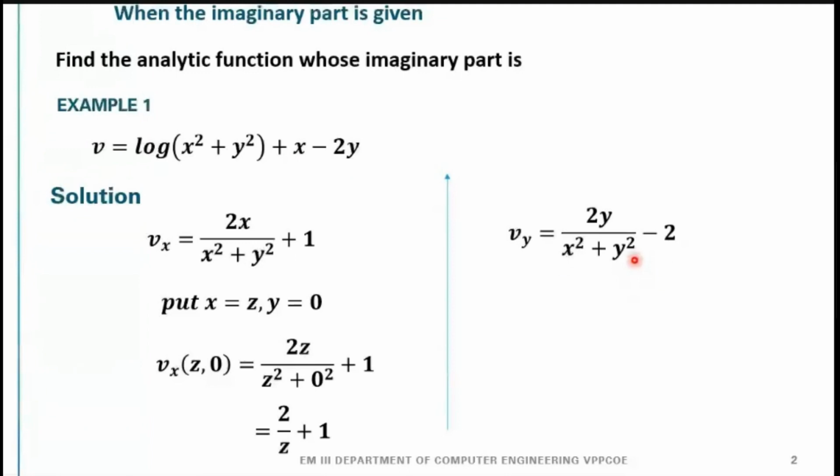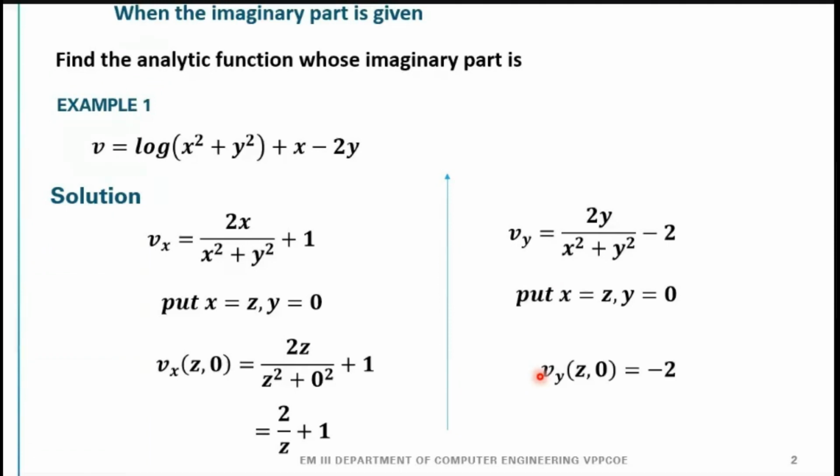Same way, procedure remains the same. X is equal to z, y equal to 0. So when I put y equal to 0 in the whole expression, what remains in vy then? Minus 2, correct. So vy is equal to minus 2.